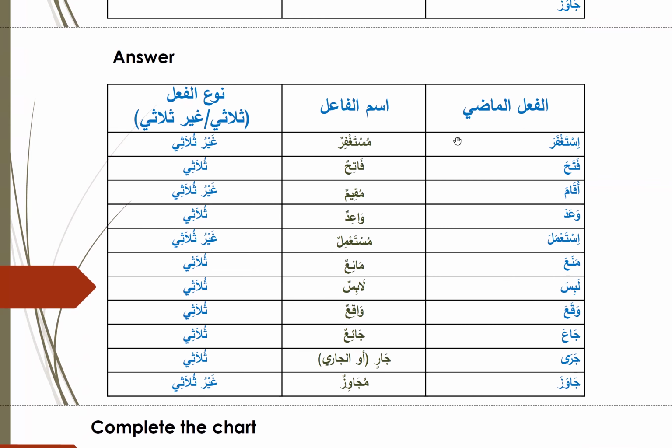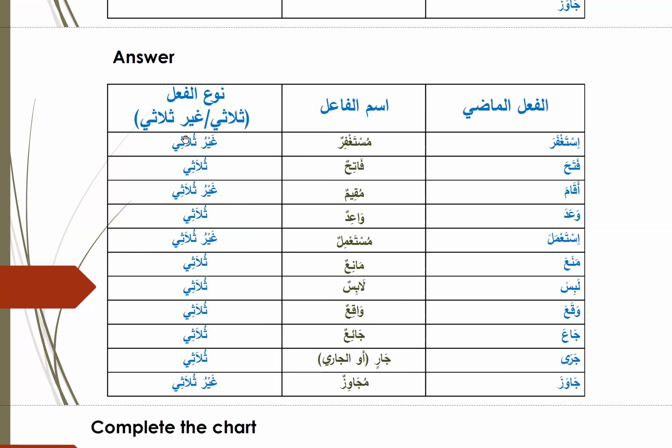Now change the ya to mu, and the second last letter should be kasra. So yastaghfiru becomes mustaghfirun, and it's ghayru thulathi. It's not 3-letter. It's more than 3. So thulathi means 3-letter verb, and ghayru thulathi is non-3-letter verbs or non-trilateral verbs.